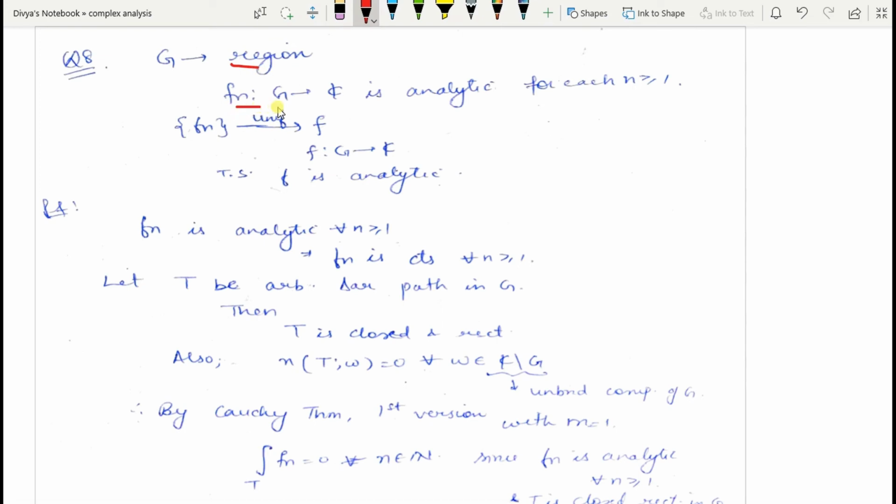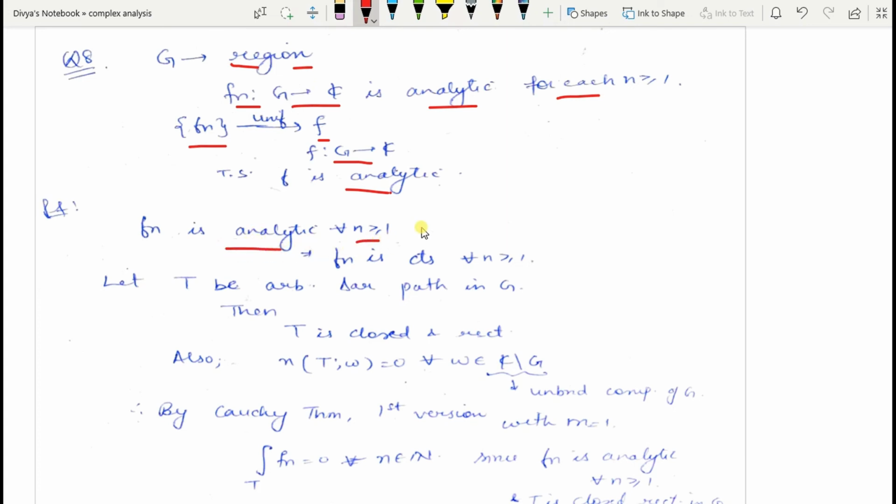Okay, then going to the next question. We have G is a region. F_n from G to C is analytic for each n greater than or equal to 1. We are given that the sequence F_n converges uniformly to F, where F is from G to C. We have to show that F is also analytic. That means if a sequence of analytic functions converges uniformly to a function, then the function should also be analytic, given both functions are defined in a region.